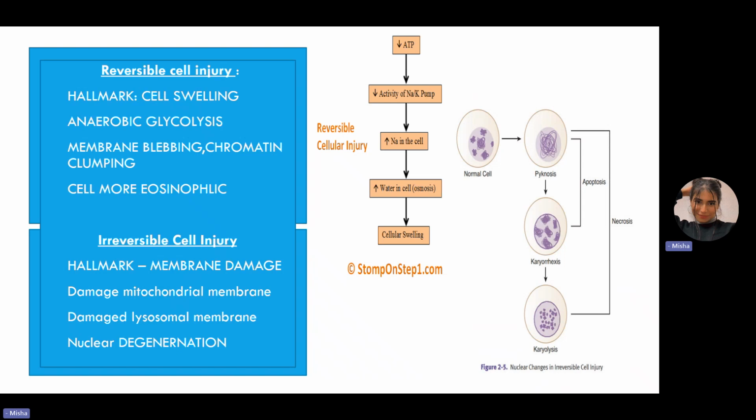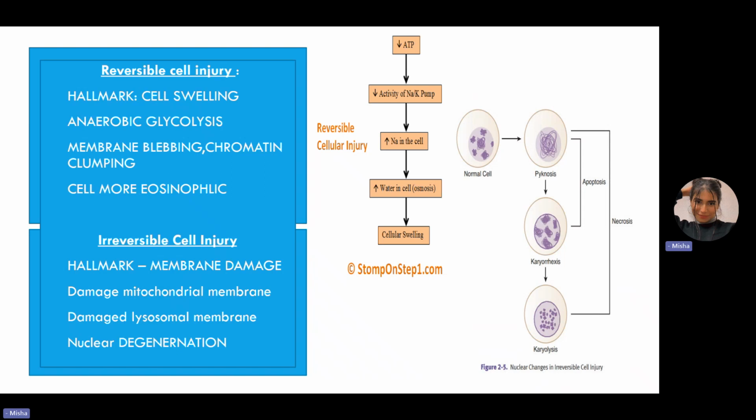Another thing that can also be seen in reversible cell injury is anaerobic glycolysis. When there's anaerobic glycolysis, there's a lactate buildup, and this lactate buildup leads to low pH, and low pH means that there's denaturation of proteins. The third thing that you can see is membrane blebbing and chromatin clumping. I'll be showing you pictures of these later, but you need to remember what is happening. These are the sequence of events that are basically happening in reversible cell injury, right?